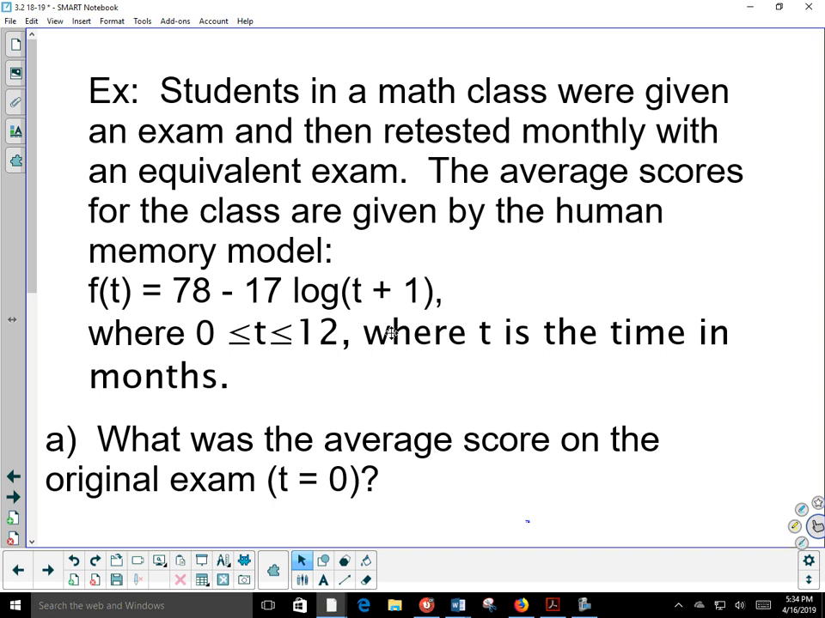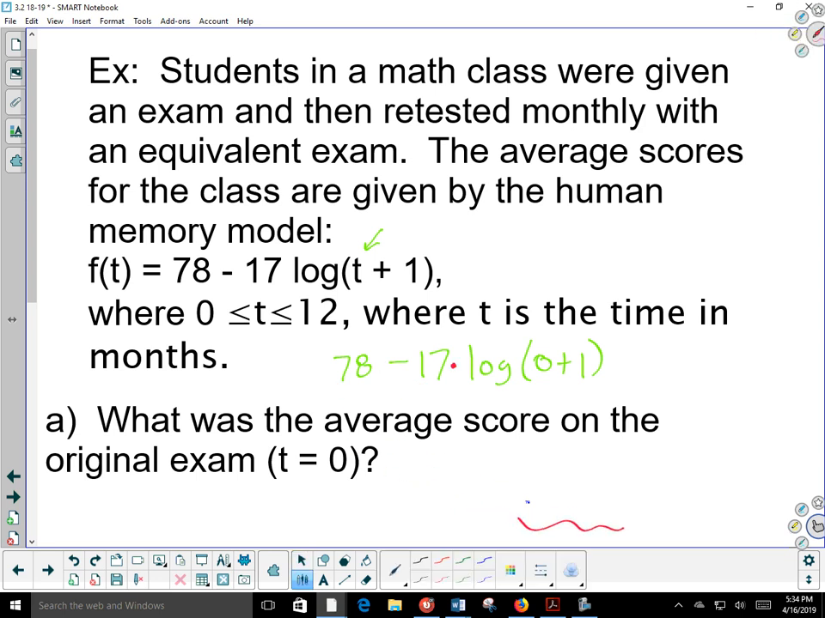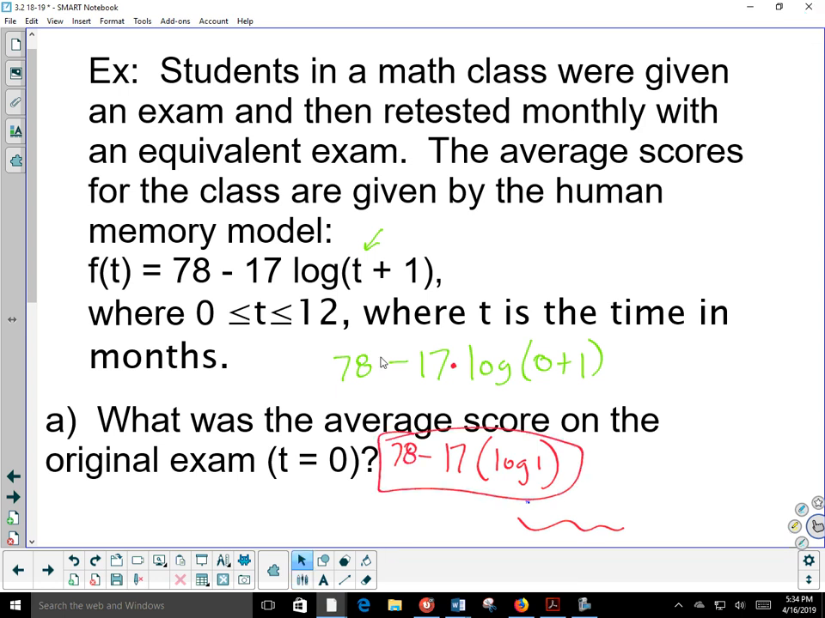That means when t is equal to 0. Well, we can plug in 0 for t, and we'll get 78 minus 17 times log of 0 plus 1. Can I do 78 minus 17? No, I cannot, because order of operations says I would need to do this multiplication first. So I need to take 17 times log of 1 and subtract that from 78.